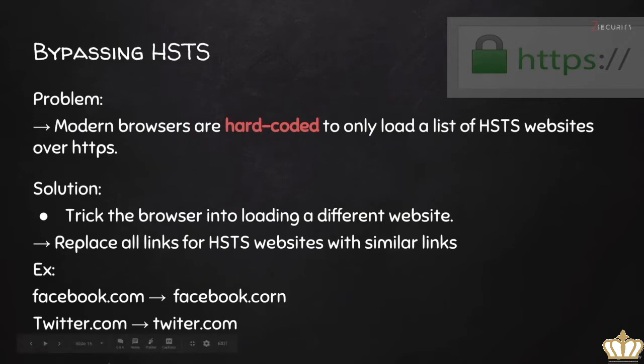For example, we can replace facebook.com with facebook.corn. Now, I know this seems very suspicious, but trust me, when it goes into the URL bar, the R and N here in the middle will seem very similar to the M letter. Another way of doing this is that you can replace twitter.com with twitter.com, but with a single T instead of a double T. I know this sounds a little bit confusing right now, but let me do it practically and you will see how this works.